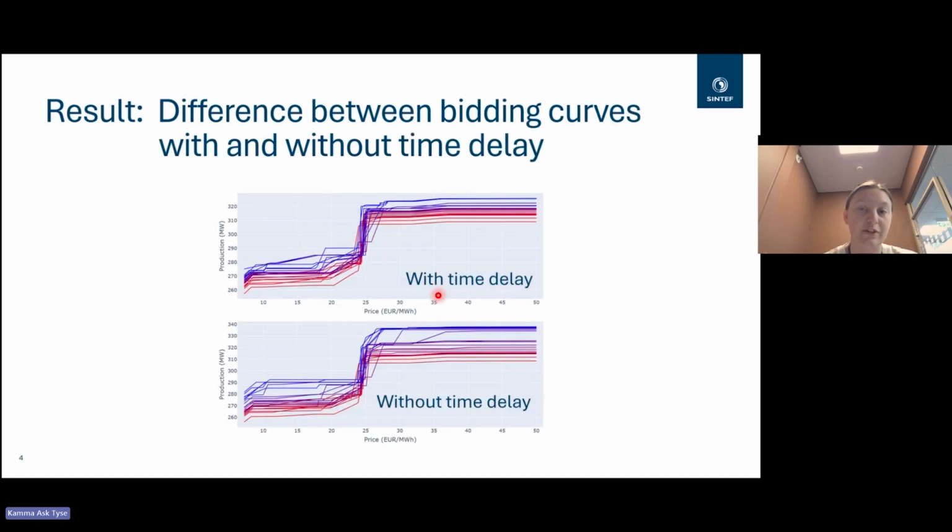Now back to the results of the case study. We used SHOP to construct bidding curves for both the original Namsen watercourse and the Namsen watercourse without time delay. For an arbitrary day in the case study, we see here in the top plot the resulting bidding curves for the watercourse with time delay and then the bidding curves without time delay. We can see that the bidding curves are not equal, but they are very similar, and it's not obvious to say how they differ across all the bidding days in the case study. So how do we quantify their differences?